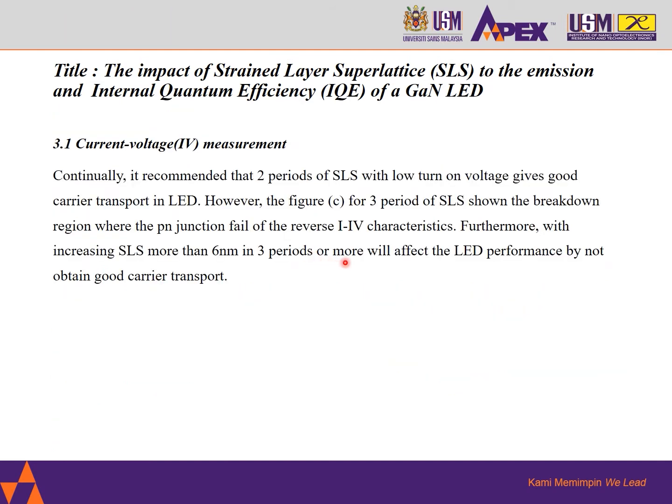Continuously, it recommends that the second period of SLS with low turn-on voltage gives good carrier transport in the LED. However, figure C for the third period of SLS shows the breakdown region where the PN junction fails in the reverse IV characteristics. Furthermore, increasing the SLS to more than 6 nanometer in the third period or more will affect the LED performance in obtaining good carrier transport.